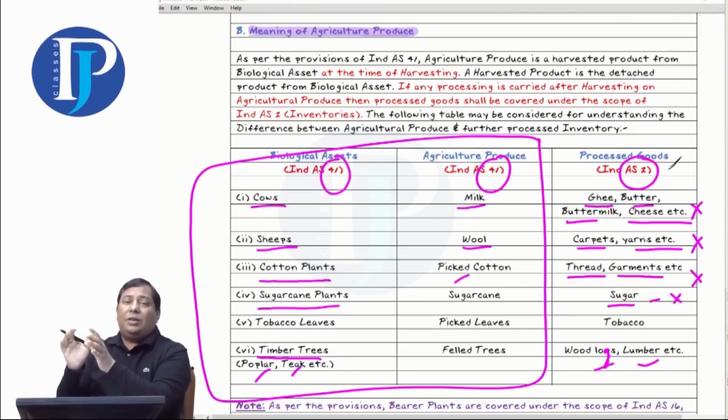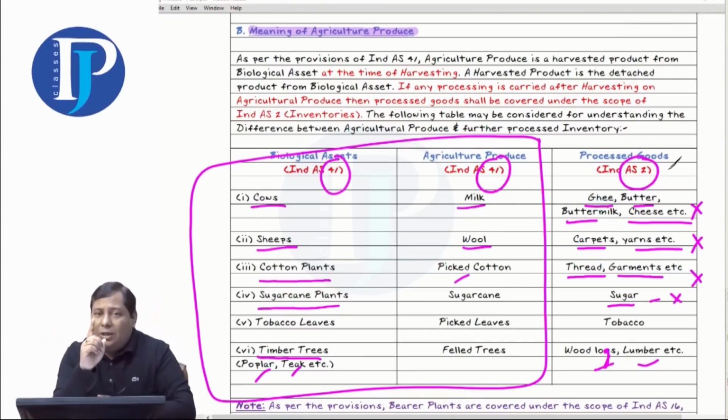So you must know what all is covered in Ind AS 41. First, plant and animal is covered in it. And the second one is the raw output, the raw output that you will get at the point of harvest. It comes under Ind AS 41 and all the remaining comes under Ind AS 2.